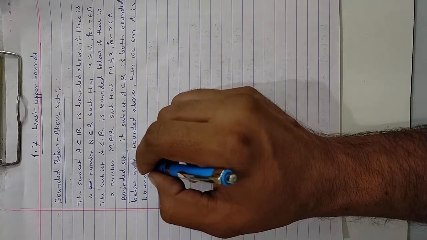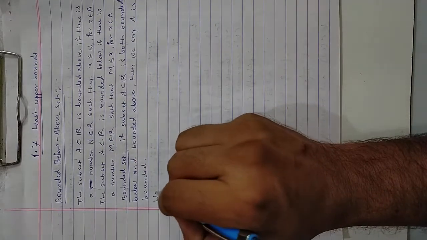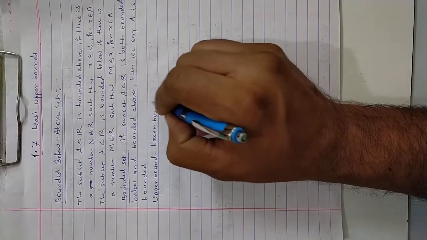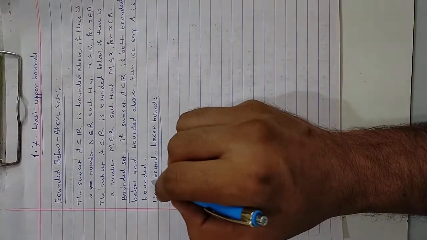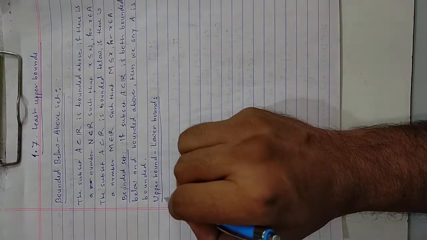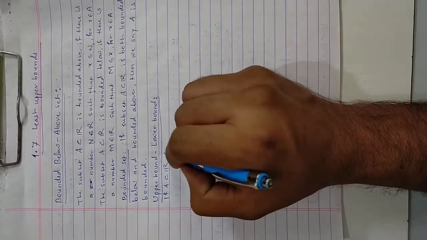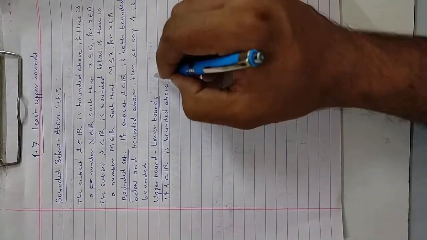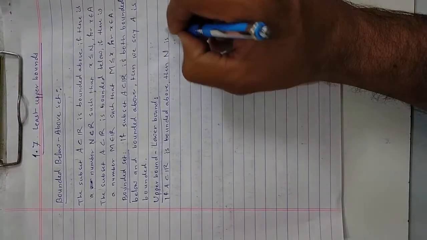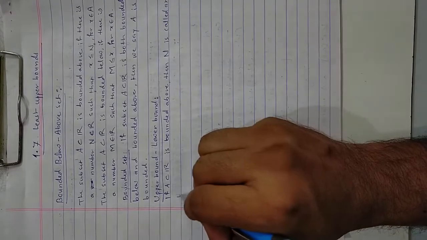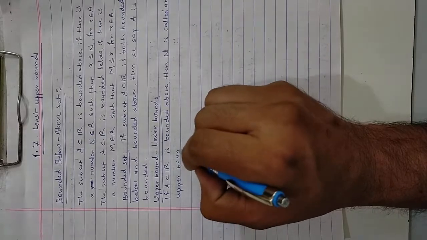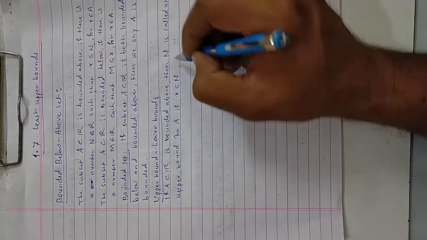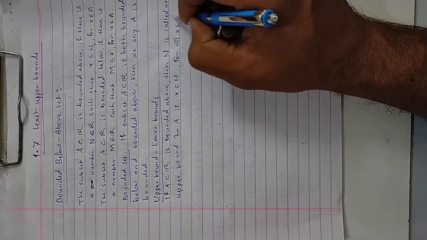The next definition is upper bound and lower bound. The definition is: if A is a subset of R which is bounded above, then n is called an upper bound for A if x is less equal n for all x in A.